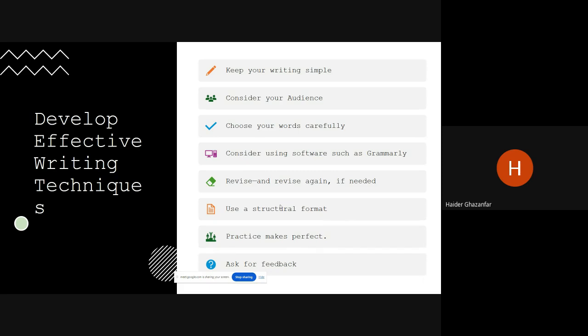I know for our conferences, they do ask us if we used AI, but I think with time, the journals will also start asking the same thing. Revise and revise again if needed. You should always have another pair of eyes go over your article before submitting. Using a structured format is really important. If you use a structured format, you're more likely to get your review article published. And then practice makes perfect, especially when you start writing articles.